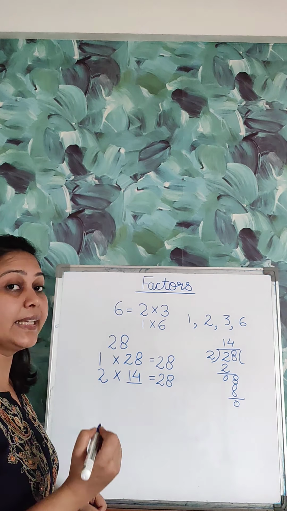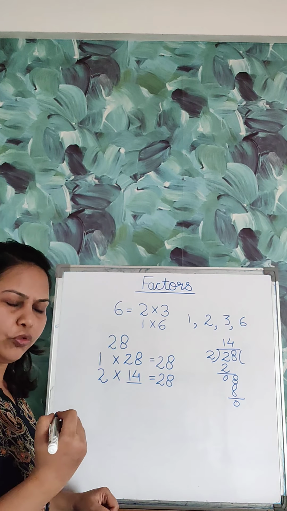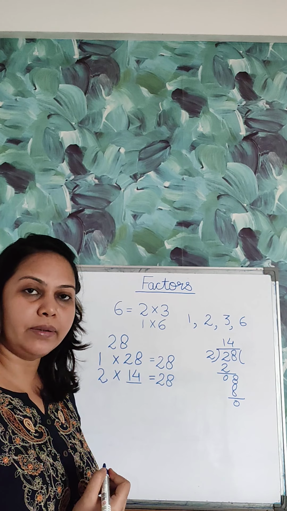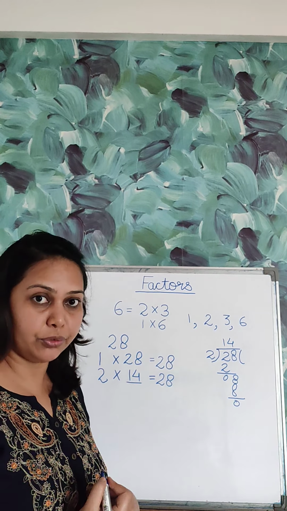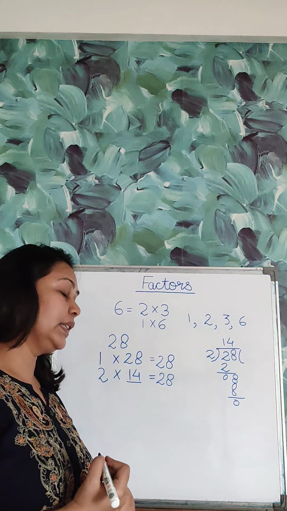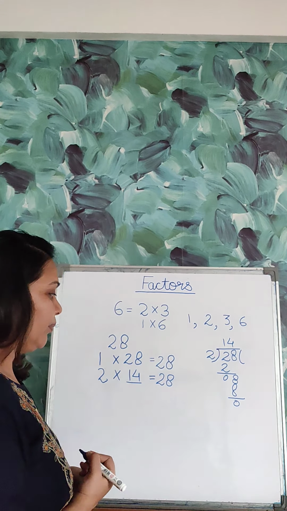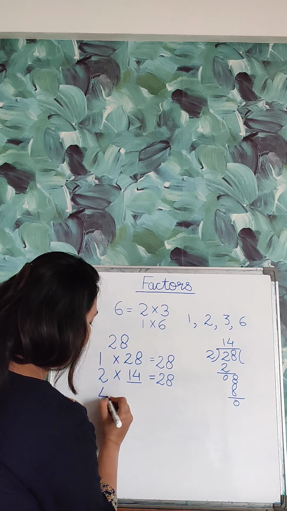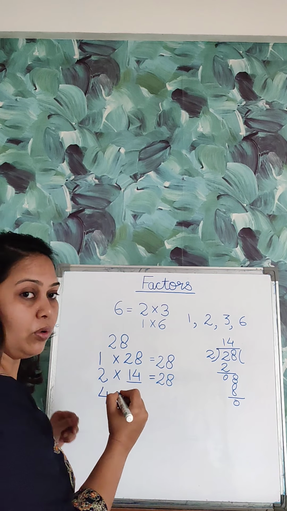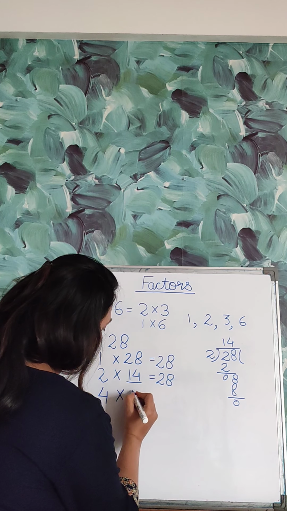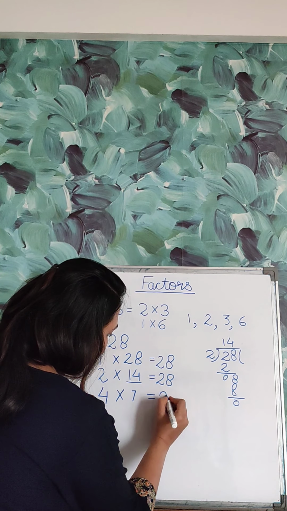Now let us check it with 3. Do we have 28 in the table of 3? No, we don't have. We can even check this with the divisibility rule of 3 also. Now let us check with 4. Okay, we know 28 is there in the table of 4. So 4 sevens are 28.